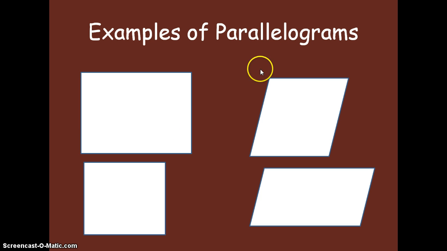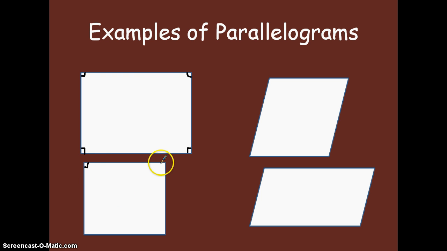Now, here I have some pictures of parallelograms. Here we have a rectangle. By definition, a rectangle has two sets of parallel lines that are opposite of each other, and it has four right angles. Now, whenever we want to show right angles, we can make a little mark like that, and we know that it is 90 degrees.